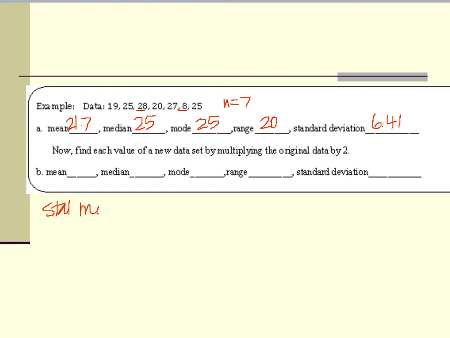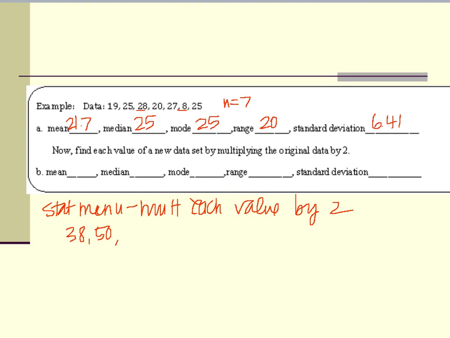Okay, now what we want to do is go back to your stat menu again, and I want you to multiply each value by 2. So change each data point to 2 times itself. What that means is you have 38, 50, 56, 40, 54, 16, and 50. And we want you to put in these new values. Again, you can do L1 times 2 if you want, or you can just multiply each value by 2.